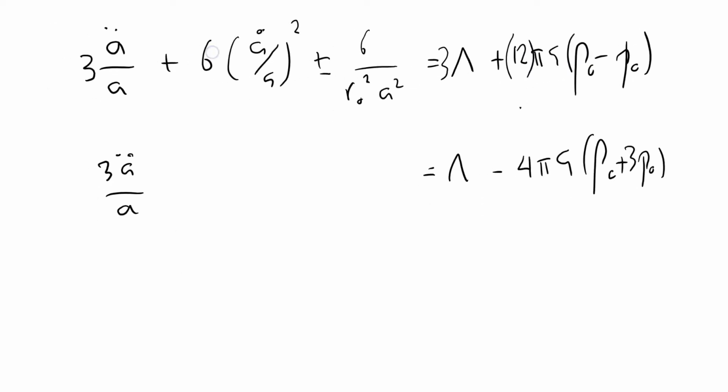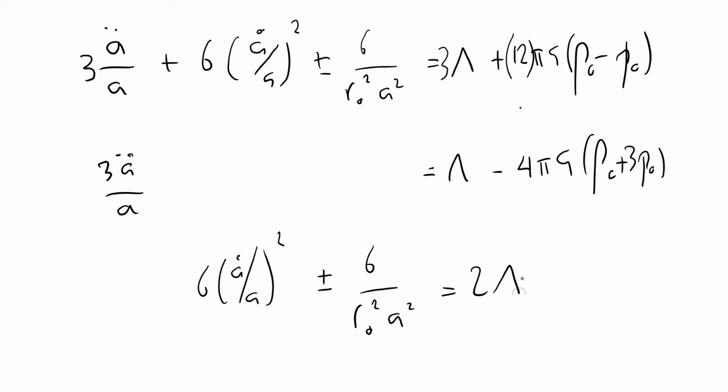So we've got 6 a dot over a squared plus or minus 6 over r0 squared a squared equals, this one minus this one is 2 lambda, plus, now the pressures cancel because I've got minus 12 pi G p0 and I'm subtracting another, minus 4 threes are 12, so the p's cancel. And what about the rho 0 term? Well, I've got 12 minus minus 4, which is plus 16 pi G rho 0.